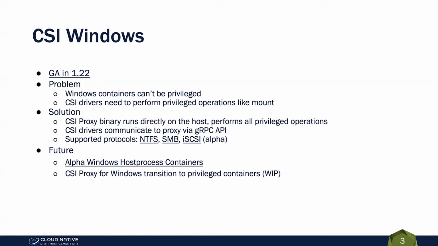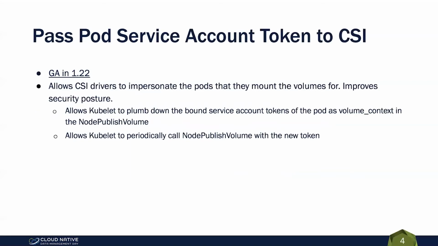However, now there is also an alpha version of privileged Windows containers. CSI Windows team is working on designing a solution to transition CSI proxy for Windows to privileged containers. The goal is to make sure minimal changes are required for CSI drivers already supporting CSI proxy to move to privileged Windows containers.